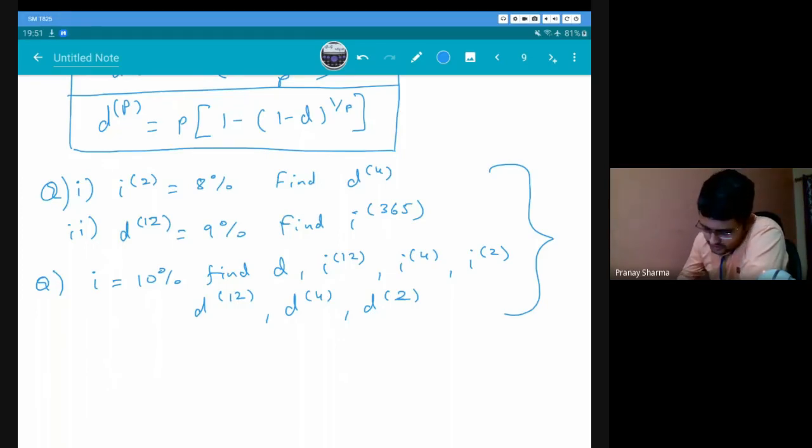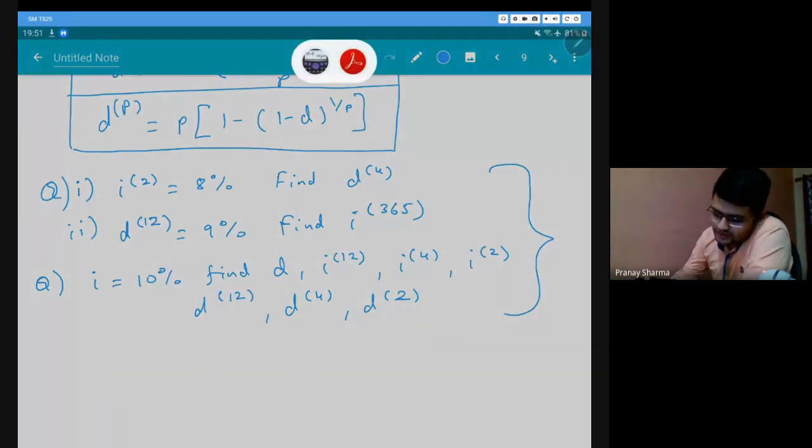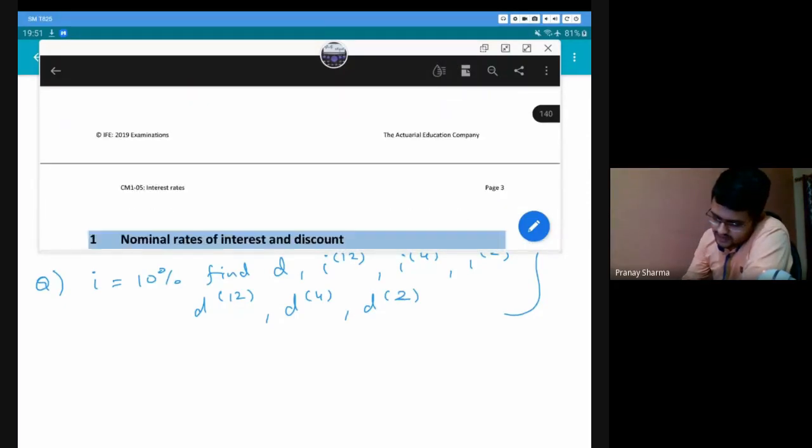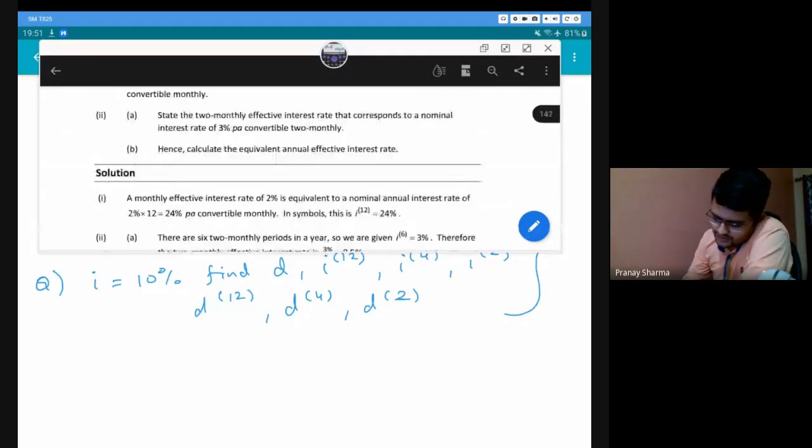So now I think you understand the basics of nominal rate of interest and nominal rate of discount. Okay, now we'll see how we use it. We'll see a few questions.